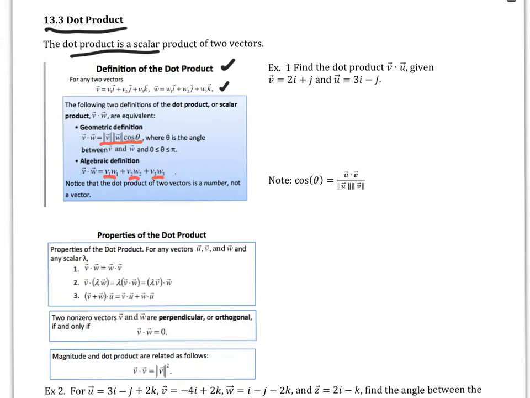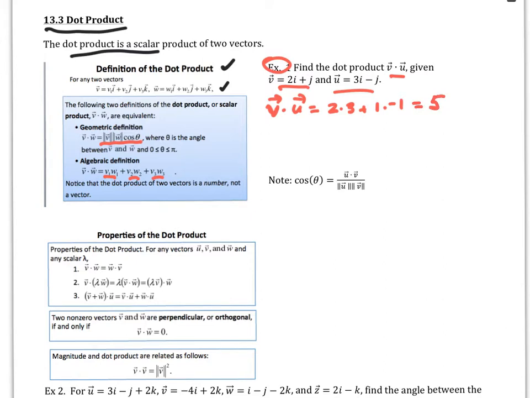So for example, we want to go ahead and do the dot product here for v dot u, given that v is 2i plus j and u is equal to 3i minus j. So v dot u is equal to, I'm just going to take the 2 and multiply it by the 3, and then plus the 1 times the negative 1. So all I did was take each one of the components. Here's the 2, there's the 2, there's the 3, there's the 3, and then the 1 and the negative 1, multiply them together. And we get 5.